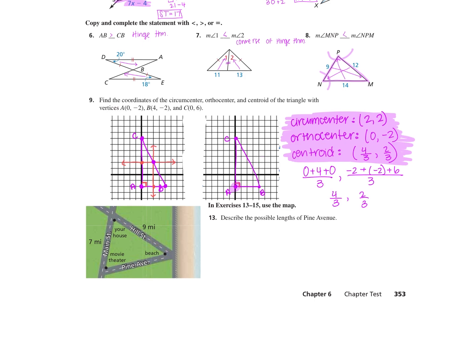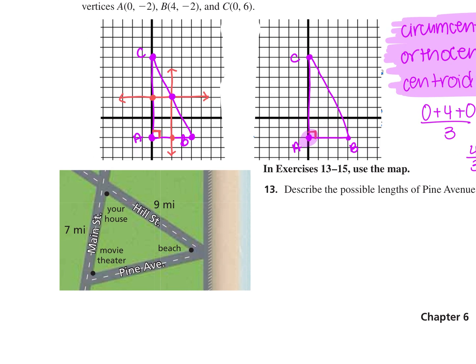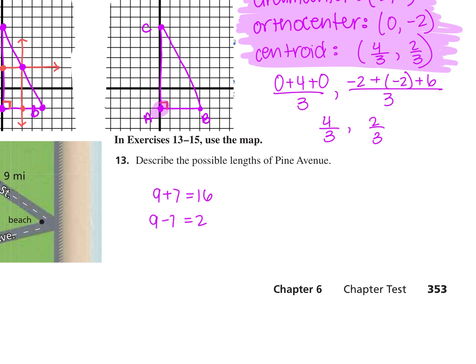All right, looking at number 13, it says describe the possible length of Pine Avenue. So the possible lengths means I have to have a range of numbers. So first thing I have to do is add and subtract. So adding them, I'm going to have 9 plus 7 equals 16. And then 9 minus 7 is going to give me 2. So your answer should be written as 2 is less than x, which is less than 16. So the value of that road has to be in between 2 and 16. Do we have any questions on these?